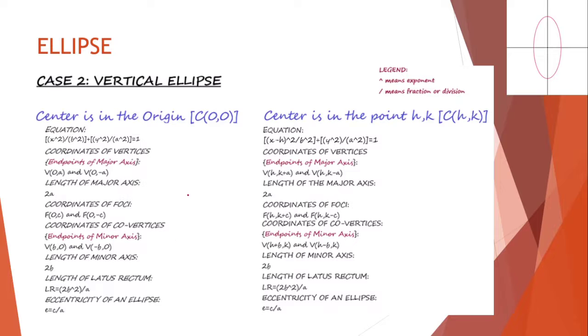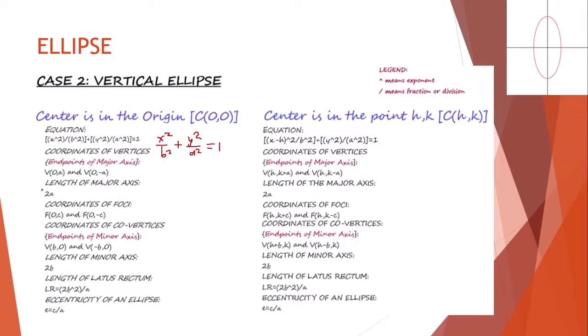Next, we have the vertical ellipse. In this case, it is vertical. Now, this is next. Earlier, the one that came first was a rather than b. Now, the one that comes first is b. We have x squared over b squared plus y squared over a squared equal to 1. That is what it looks like.